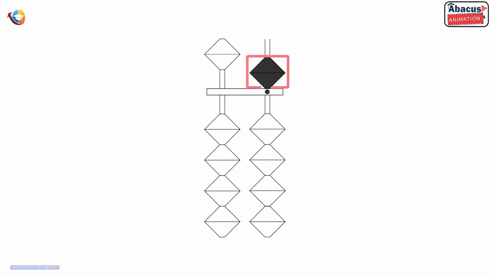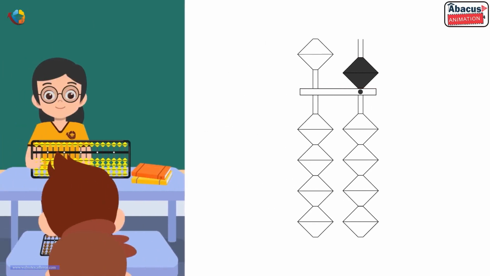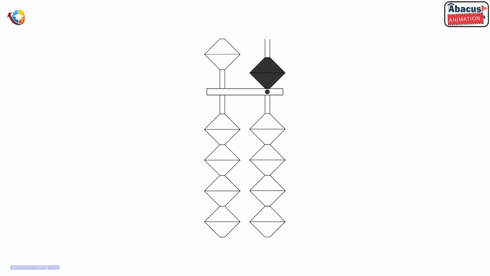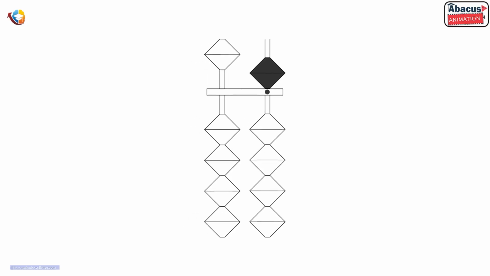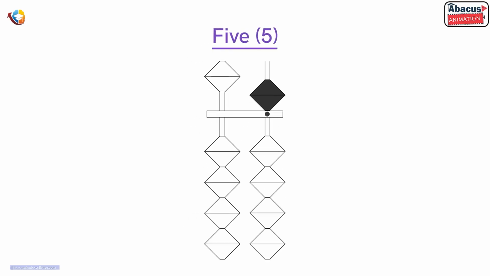Only 1 bead is touching the center bar. So, what's the value of the abacus? Is it 1? No, children, look carefully. The upper bead is touching the center bar, and the value of the upper bead is 5. Therefore, the value of the abacus will be 5, correct? Don't get confused between the values of the lower beads and the upper beads.